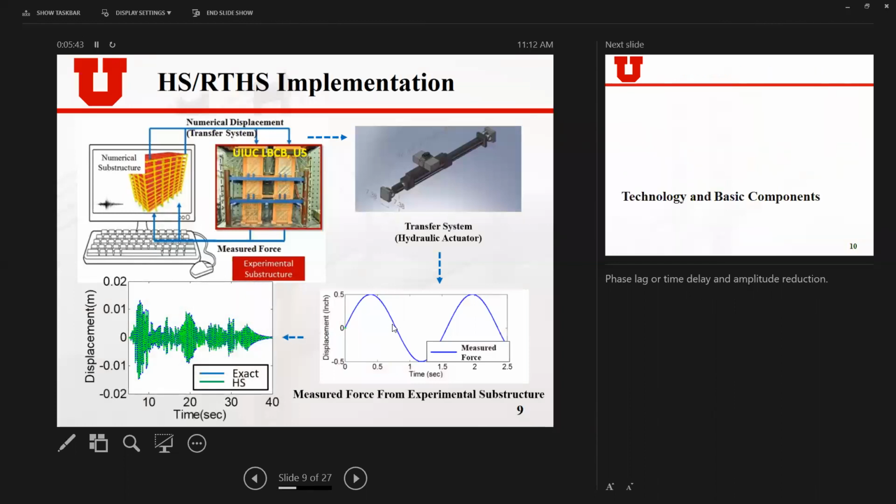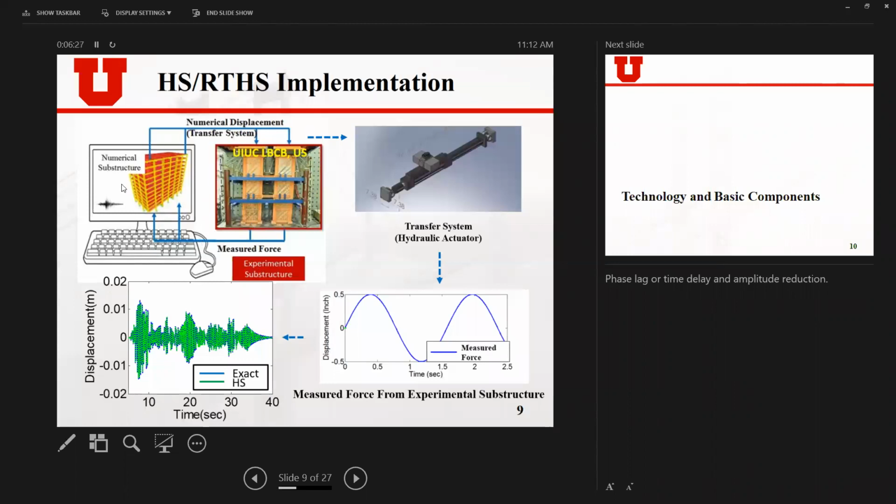So if the assumption we made about the numerical substructure is linear, and if it's valid, then we can conclude that our hybrid simulation should be exact, as what we expected in a realistic loading condition. That means if you put the entire structure and load it with the given earthquake, then the response should be the same as the hybrid simulation. And that is because the nonlinear behavior of the shear wall is actually being captured in your hybrid simulation in the physical loading.